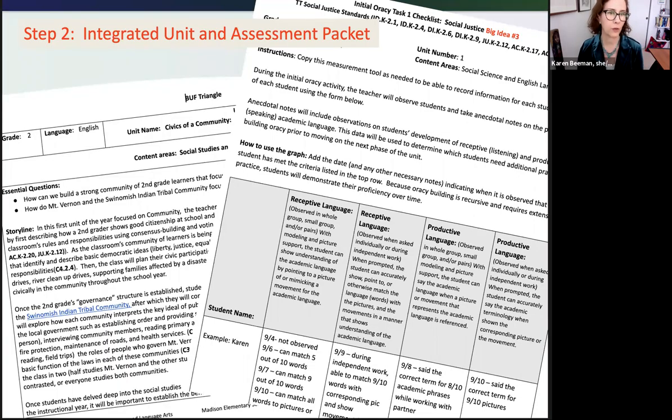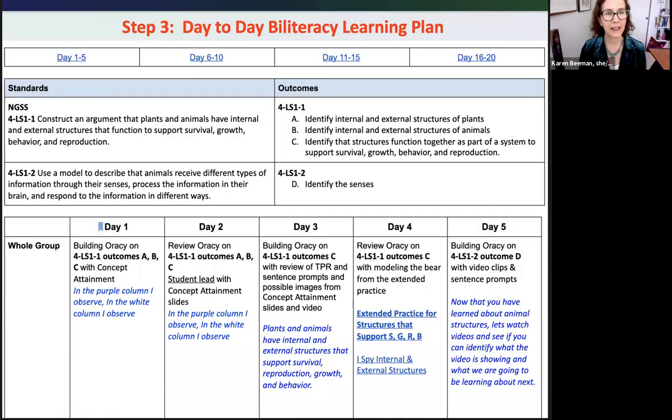So I'm sharing with you a second grade unit. This is civics integrated with social studies and the first page of the assessment packet, where as you see, we are assessing oracy because that's what we're starting with. And then finally, a day-to-day biliteracy learning plan where we use our standards and our outcomes. We know what the assessment is going to be, and we actually plan all of our instruction.